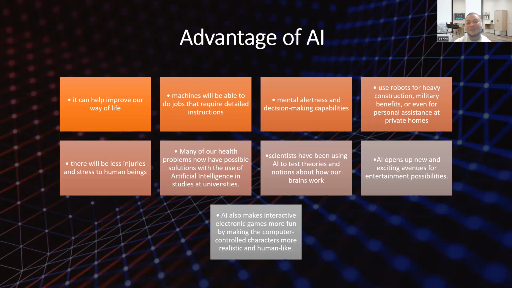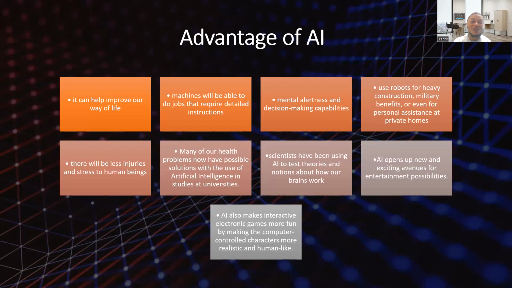Imagine you are traveling from one place to another and you don't know how to get there. Thanks to AI, thanks to the map, you can get there. So it improves our way of life. Then it's also able to do some jobs that require detailed instructions. Yes, there are some jobs that require detailed instruction, and AI has been helping us to do that. What about mental alertness and decision-making capabilities? AI has been doing that for us.